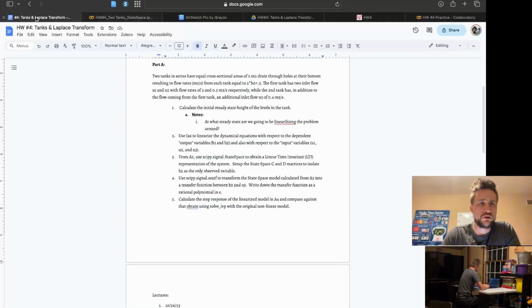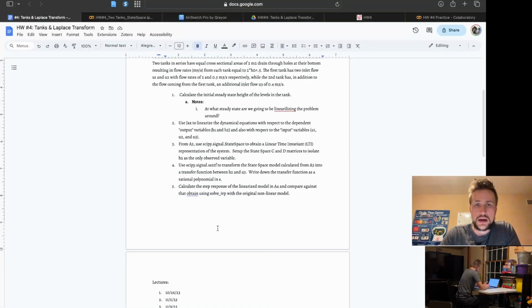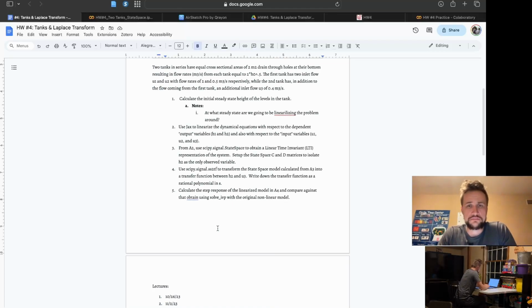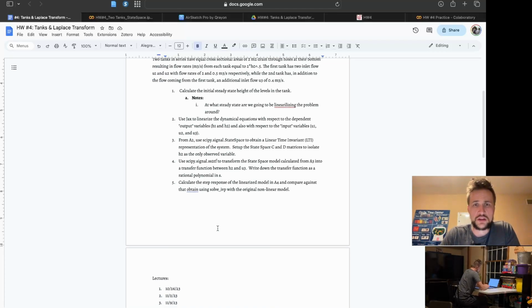So now we're going to move forward with the third part of our video, in which we're going to be looking at what we just set up. We're going to use SciPy signal state space, and so we want to obtain a linear time invariant representation of the system. So we're going to set up our state space C and D matrices to isolate H2 as the only observed variable.